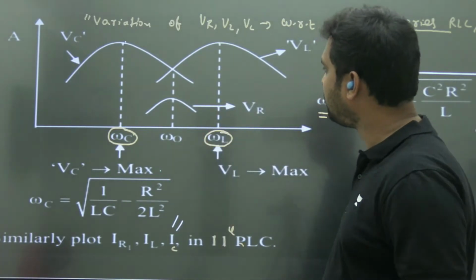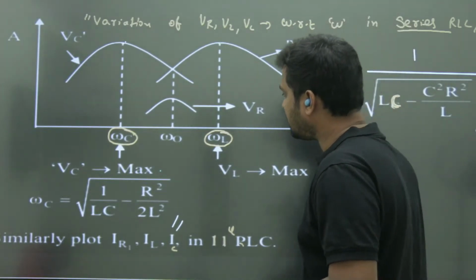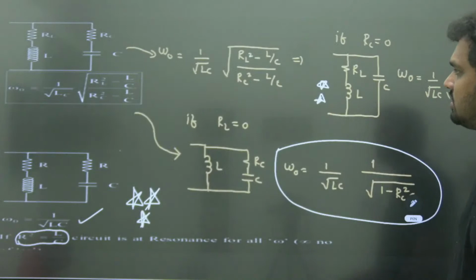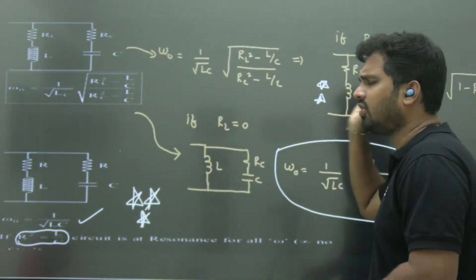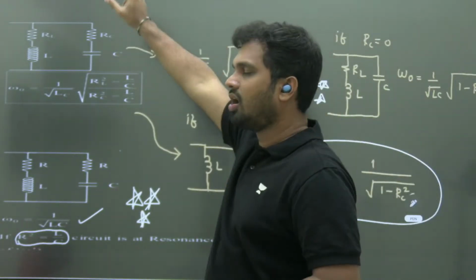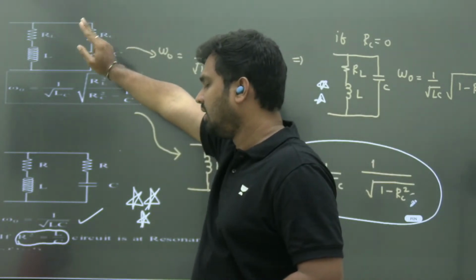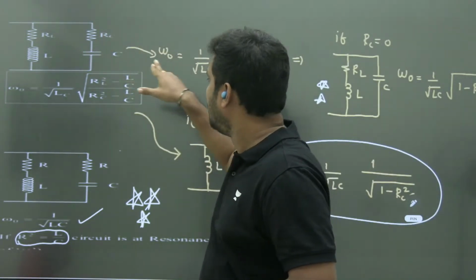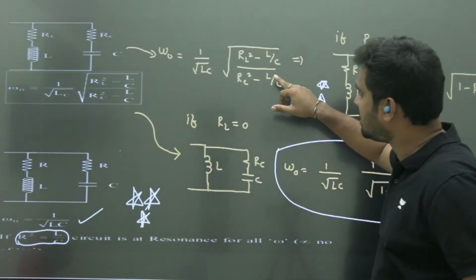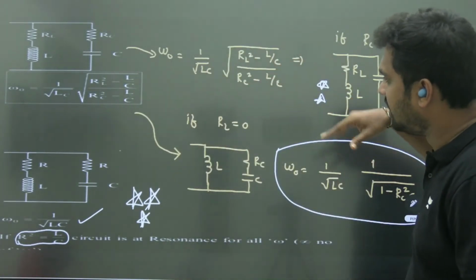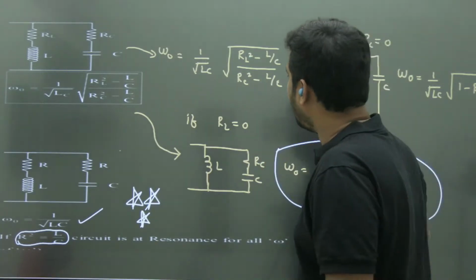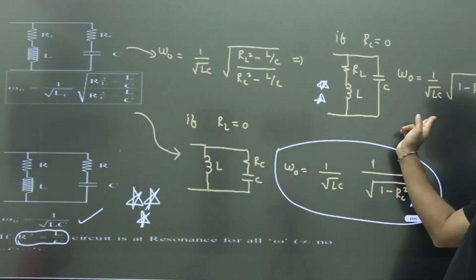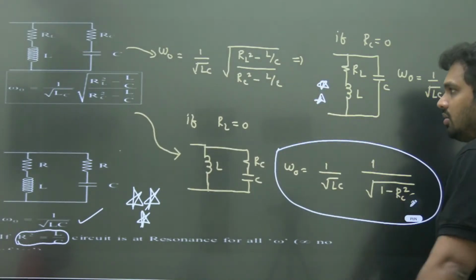Similarly, we can plot IR, IL, IC for the parallel circuit, but first IL will come, next IC will come. So this is a very important network, most frequently occurring in problems: RL with L, in parallel with RC with C. Its resonant frequency is 1 by root LC times root of (RL square minus L by C) by (RC square minus L by C). In this, check the specific conditions: what happens if RL is 0, or RC is 0; just substitute. Remember this compulsorily.